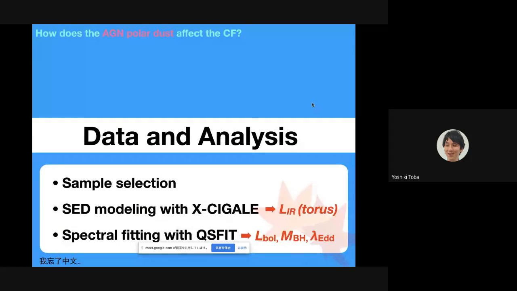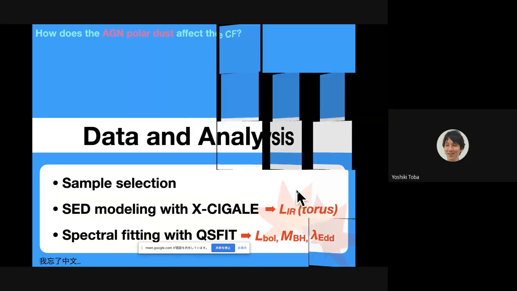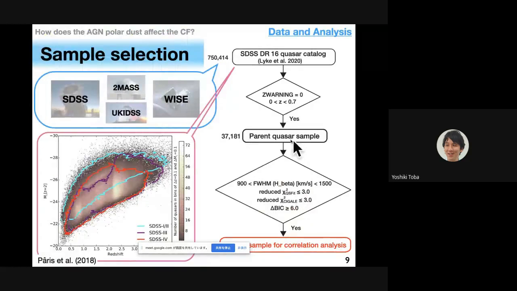Alright, so next I'll tell you about sample selection, SED modeling, and spectral fitting to derive these quantities. Here I'm showing the flowchart of sample selection in this work. We used the latest version of the SDSS quasar catalog that has been recently published. In addition to its optical spectra, this catalog contains multiband photometry from SDSS, 2MASS, UKIDSS, and WISE. Compared to the previous quasar catalog, this catalog also contains many more fainter quasars, like these red lines.